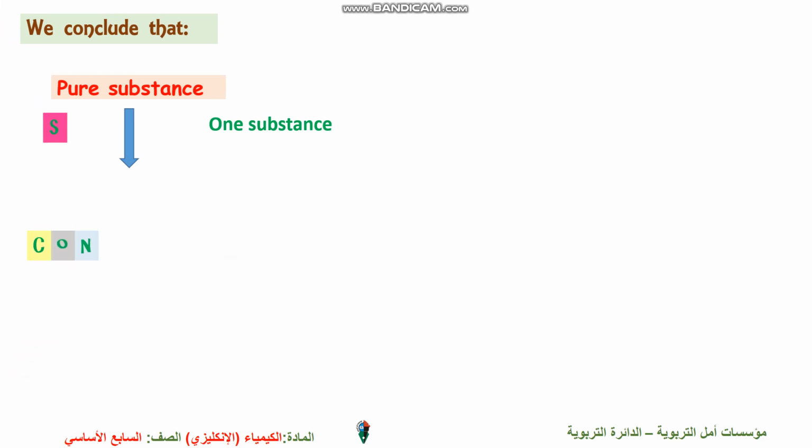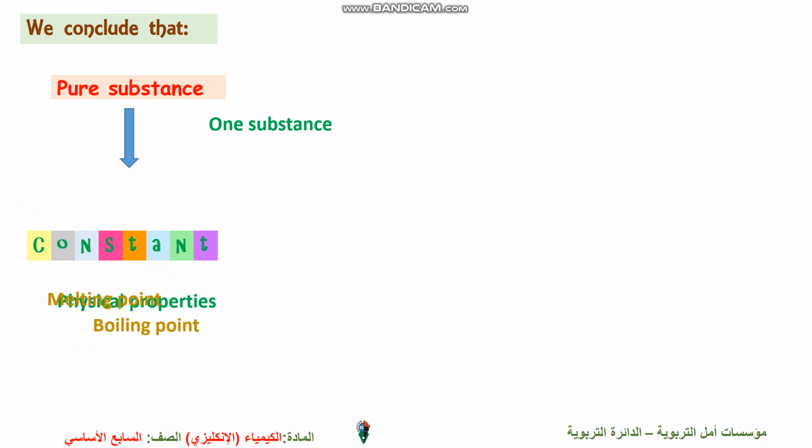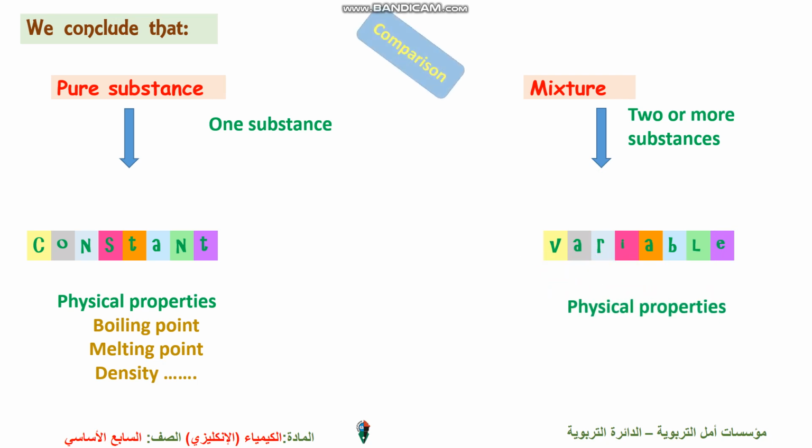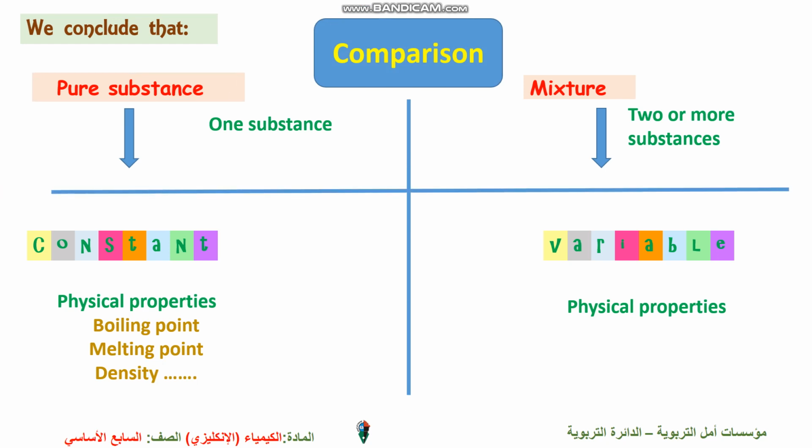Okay, so we conclude that a pure substance, which is made up of one substance, has a constant boiling point or boiling temperature, or melting temperature, or density. So it has constant physical properties, while a mixture, which contains 2 or more substances, does not have constant physical properties, they have variable physical properties, their physical properties change. It doesn't have a constant boiling point or melting point or density. This is a comparison between pure substance and mixture.